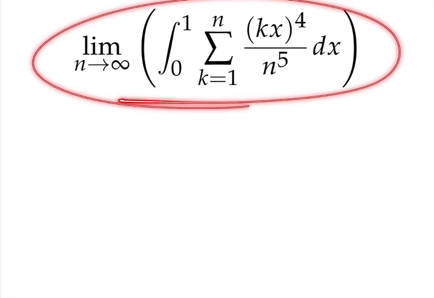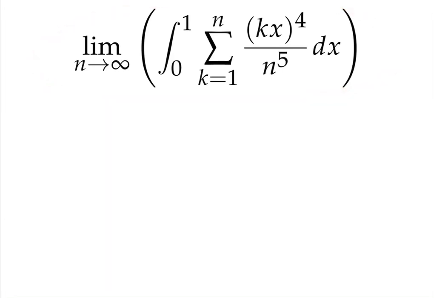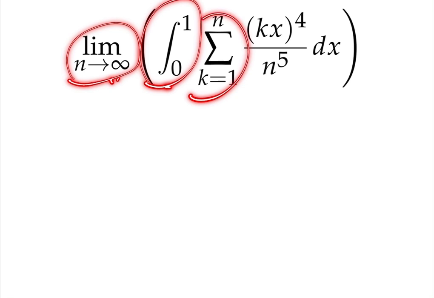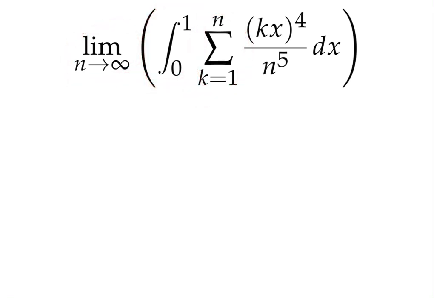Today we're going to solve this integral from MIT's integration bee. So we have the limit of an integral of a sum of whatever this thing is, and the integral is with respect to x. The first thing to be aware of is that we're able to swap around the limit, the integral, and the sum. They're all linear operators, so they can kind of move through each other, if that makes sense.